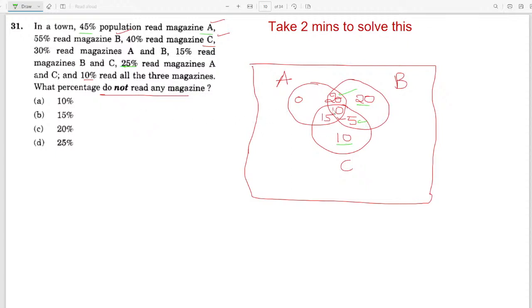Hope this is clear. Now, if we add all these percentages, the total is 100% here. Total village population is 100. So if we add all this, 20 plus 20 is 40, 40 plus 10 is 50, 50 plus 10 is 60, 60 plus 15 is 75, plus 5 is 80. So 80% read one or the other magazine, at least one magazine.